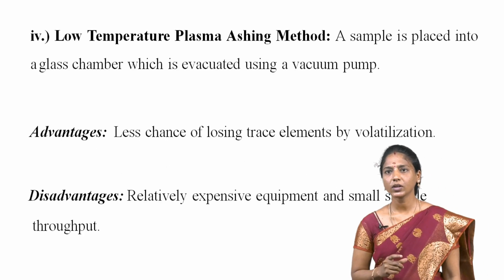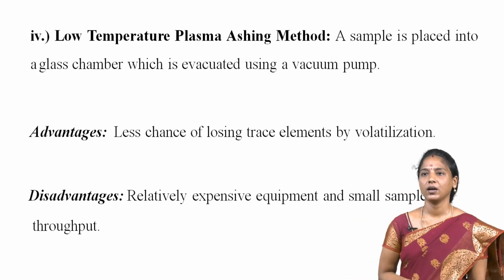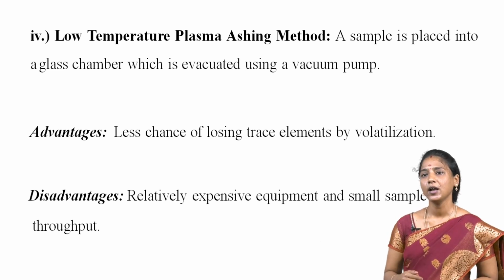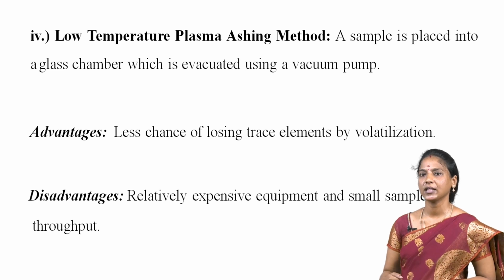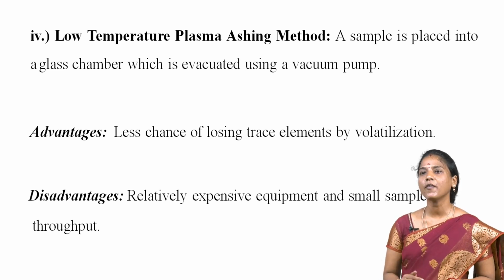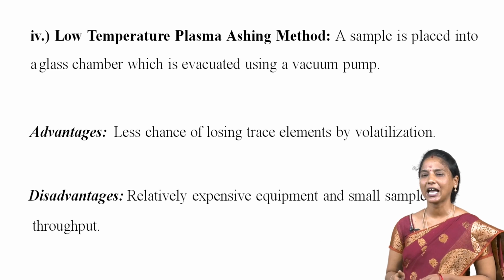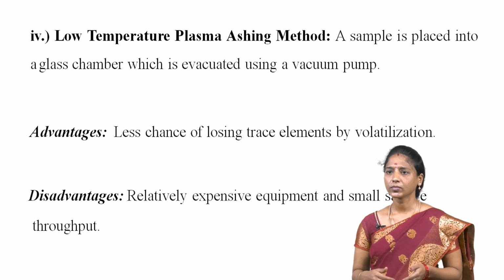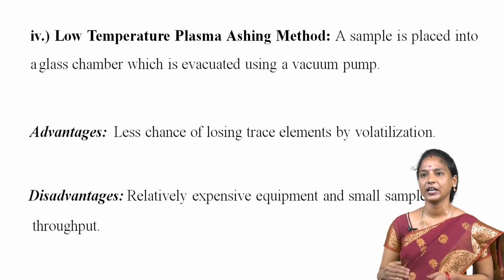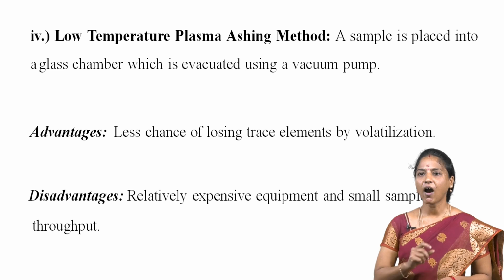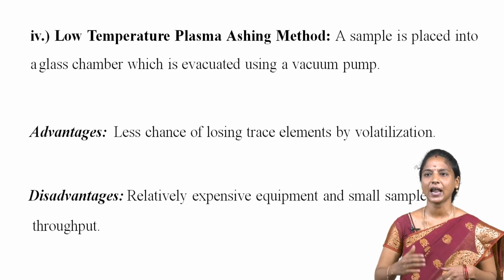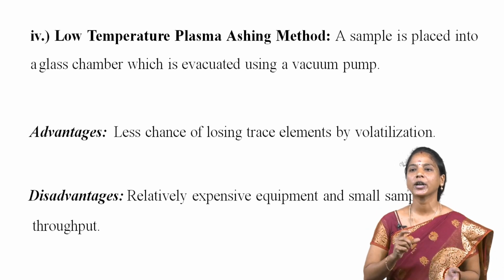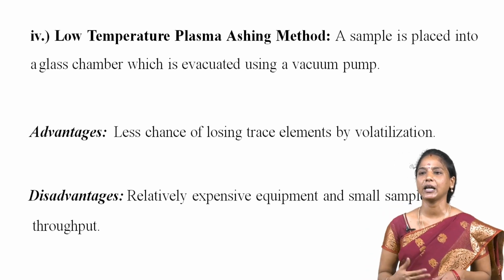Next one, the low temperature plasma ashing method. A sample is placed into a glass chamber which is evacuated using a vacuum pump. A small amount of oxygen is pumped into the chamber and broken down into nascent oxygen, that is O2, by the application of an electromagnetic radio frequency field. The organic matter in the sample is rapidly oxidized by the nascent oxygen and the moisture is evaporated because of the elevated temperatures.